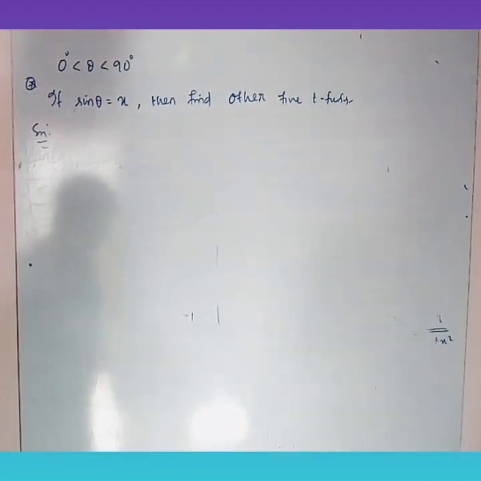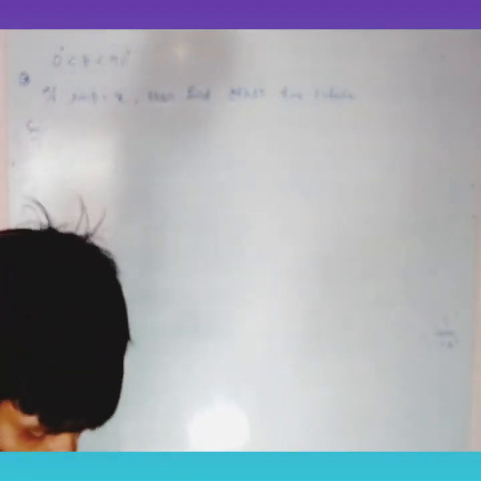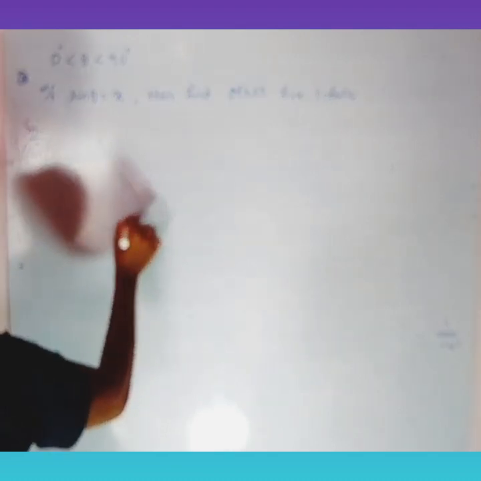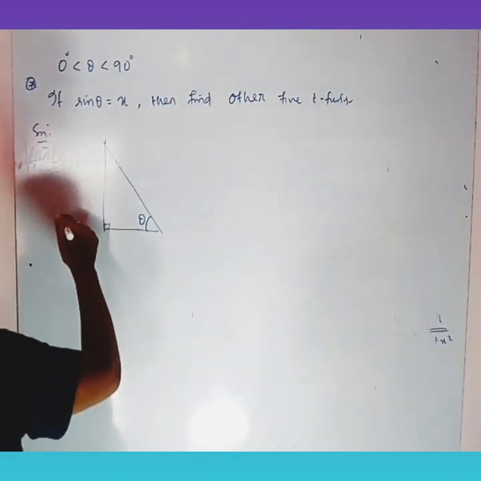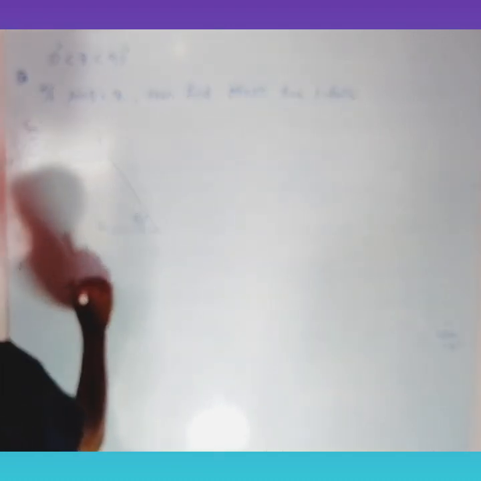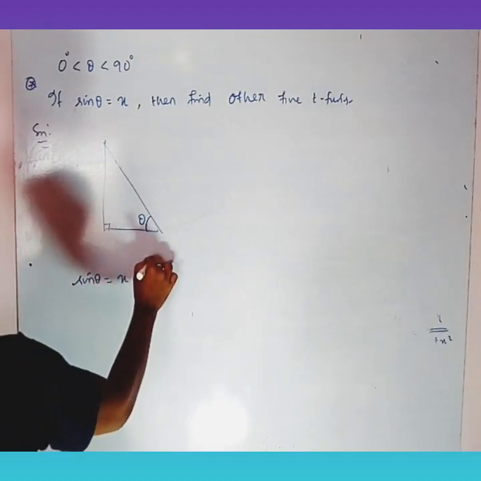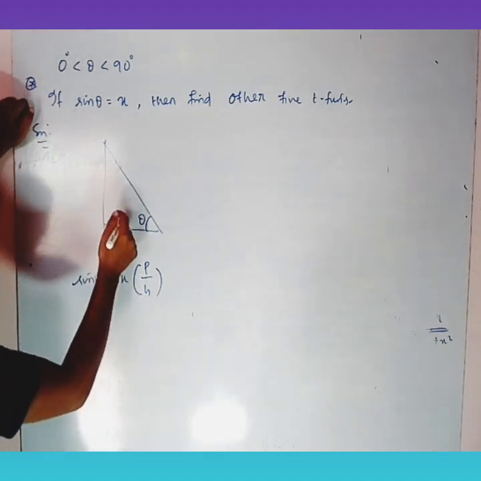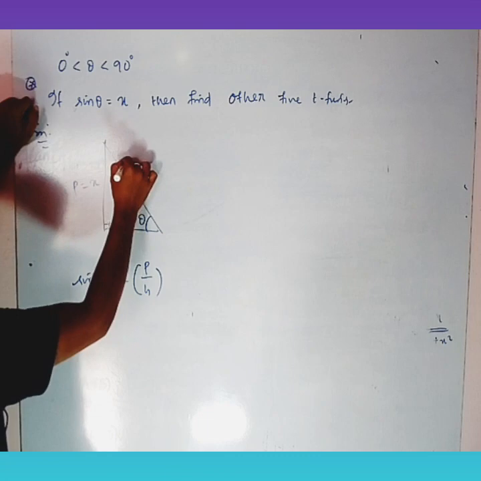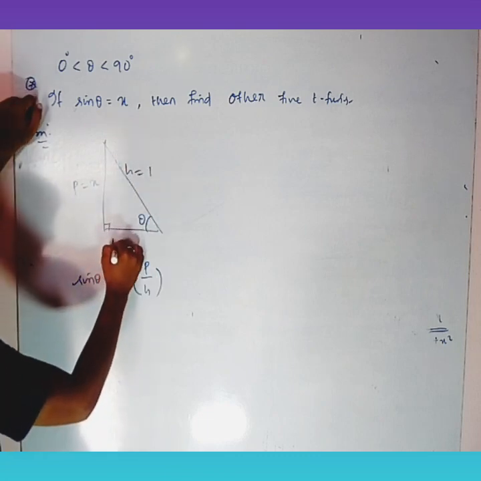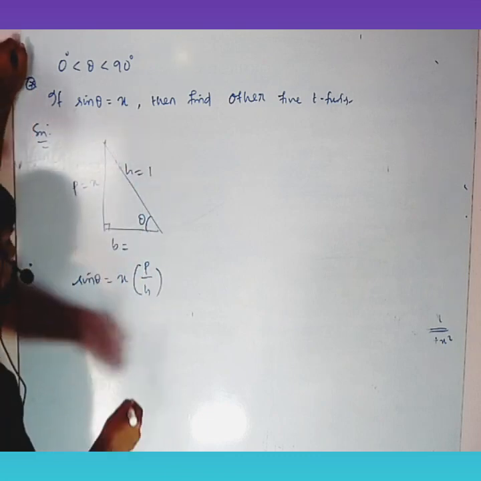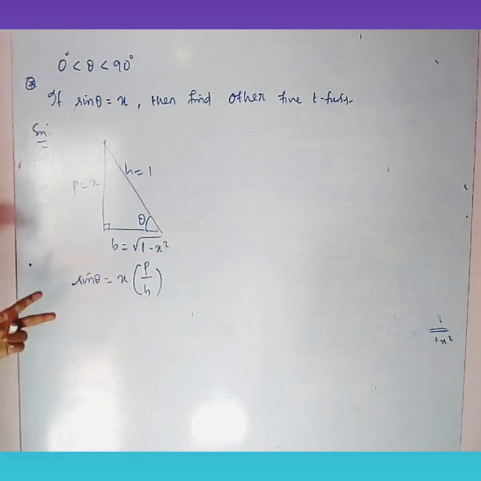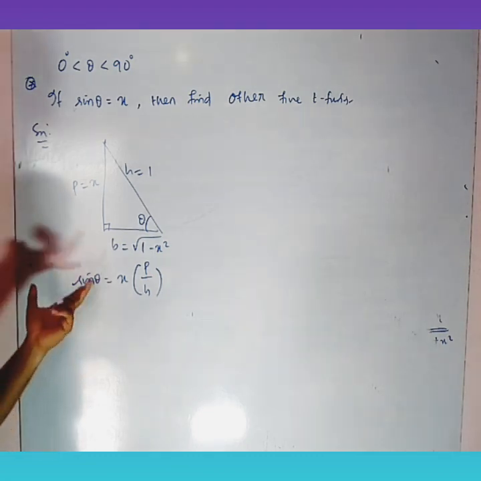If sin theta equal to x, then find other trigonometric functions. Let it be theta. Sin theta equal to x. We know that sin theta equal to p by h. Here p equal to x and h equal to 1. Obviously b equal to square root of h square minus p square, that is square root of 1 minus x square. From this you can find cos theta, tan theta, sec theta, cosec theta.